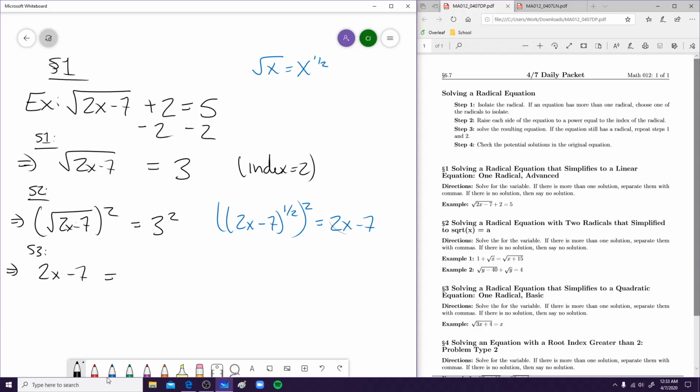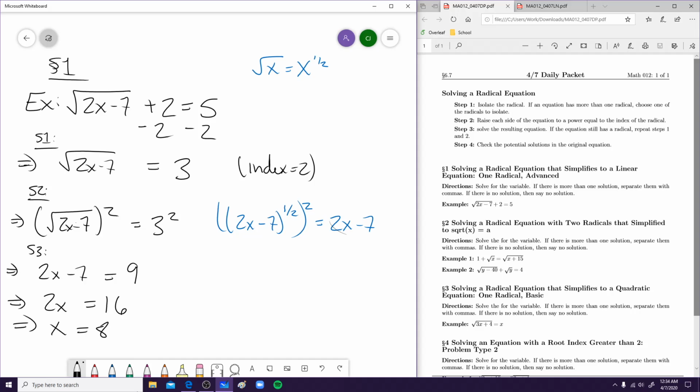And now what is 3 squared? It's 9. Since there are no more radicals in this equation, what does that mean? We're just going to solve for x now. So this is 2x. We're going to add 7 to both sides, so I get 2x equals 16. Then I'm left with x is equal to 8.